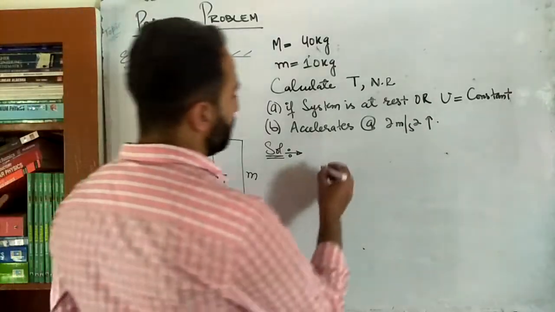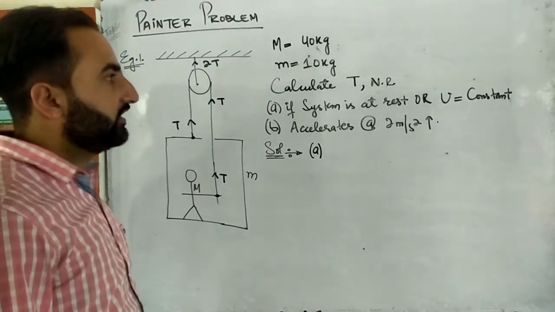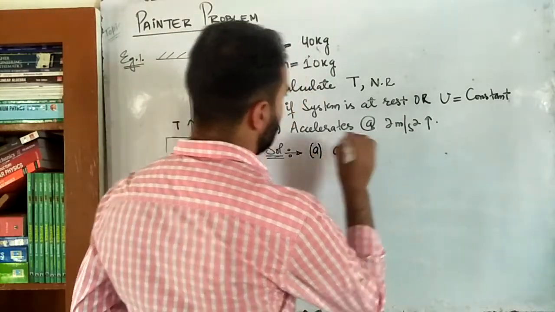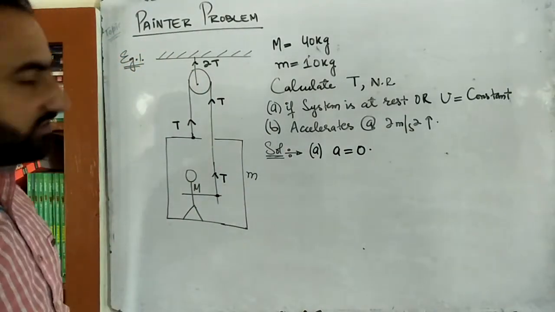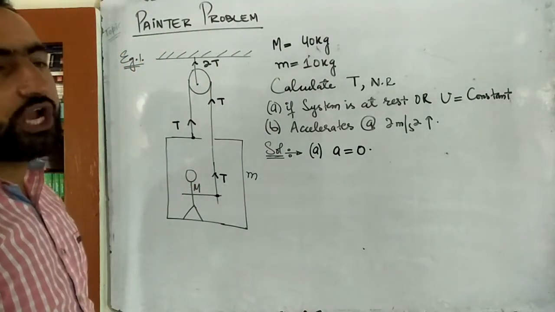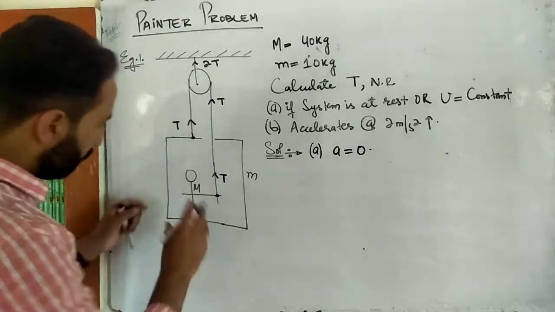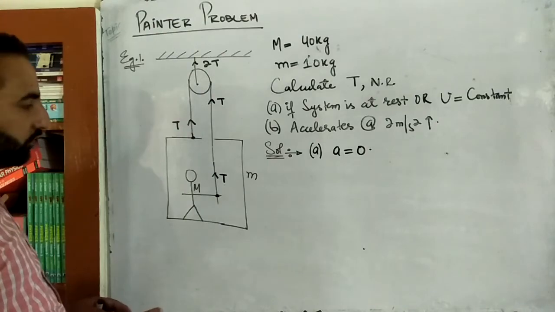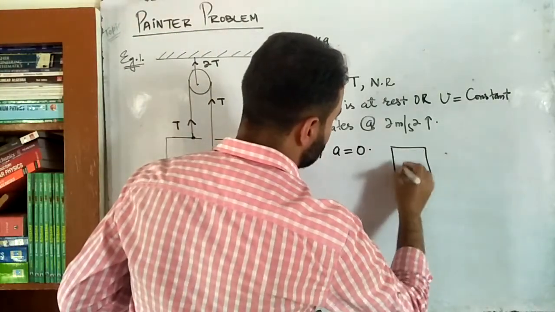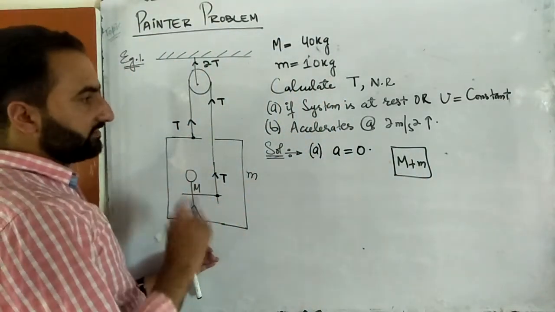So part A is this. Part A is that it is at rest or moving with a constant velocity, which implies that acceleration is equal to 0. And then you are supposed to calculate the tension in the string, or the force exerted by the man on the rope, and you have to calculate the normal reaction. In order to calculate the tension in the string, note this, I will construct the free body diagram for the entire system. That's like this. So this is capital M plus small m. Acceleration is equal to 0.